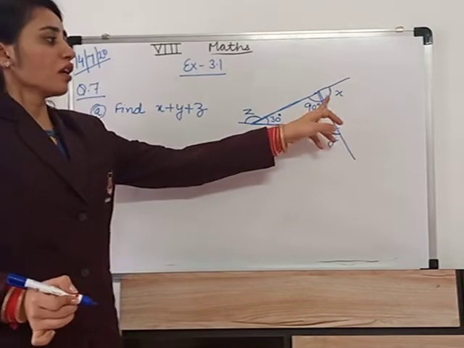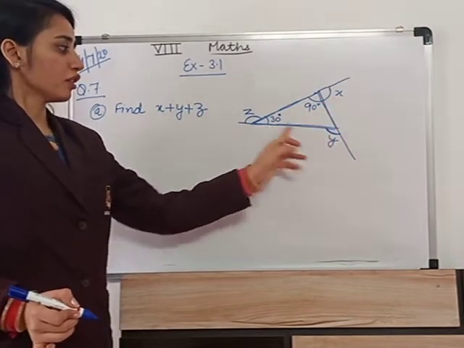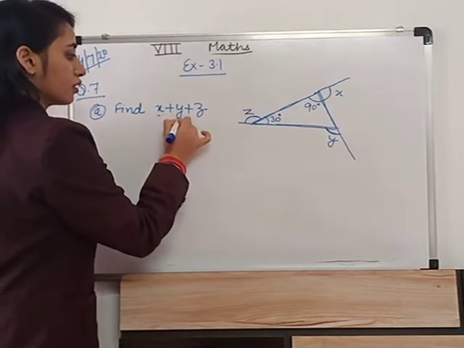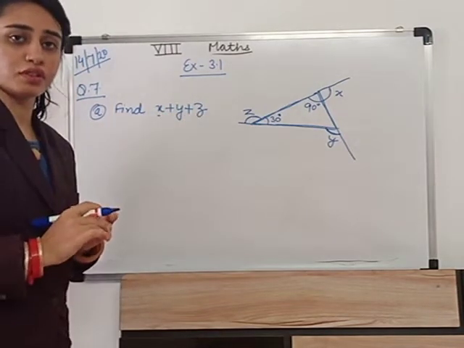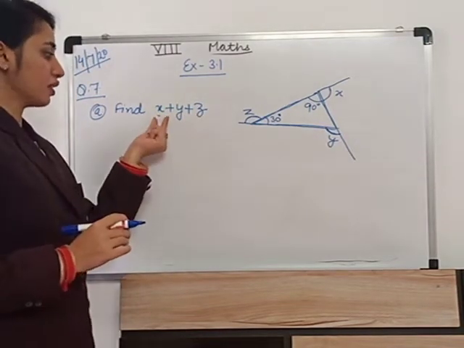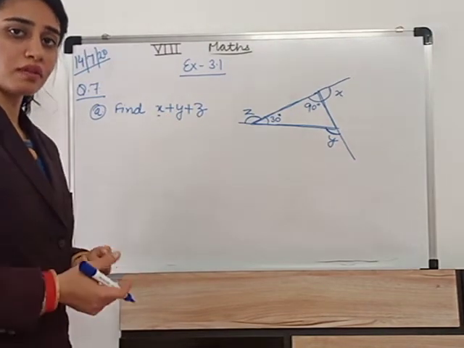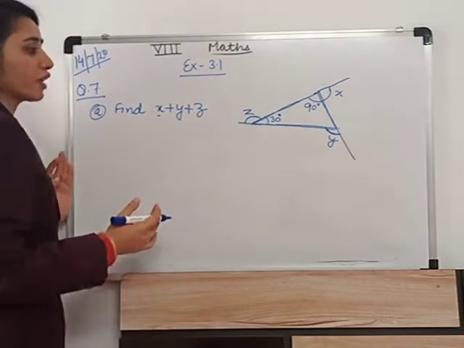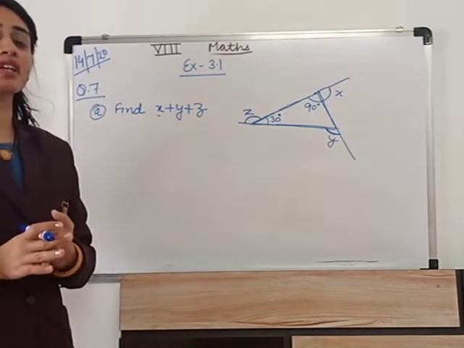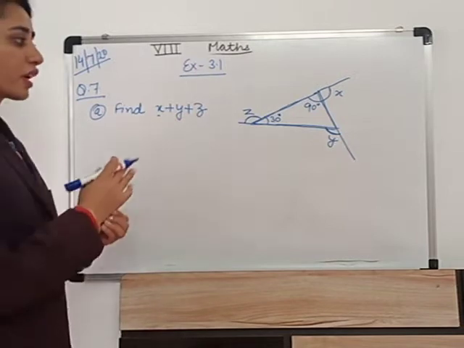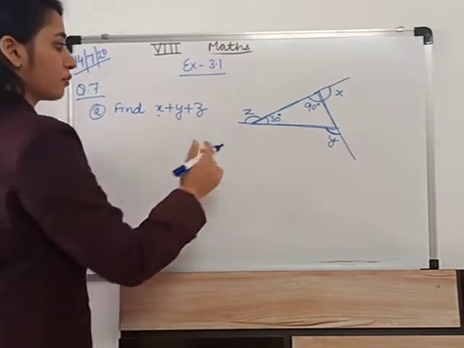First, how can we find it? First find the values of x, y, z, then add those values, so we get our answer, that is x plus y plus z is equal to our answer. Okay, so how can we find it? By using the sum of linear pair angles is 180, we can solve it easily with that method.